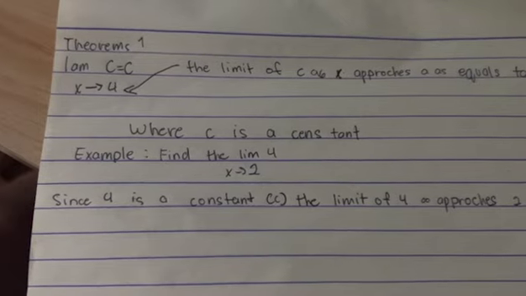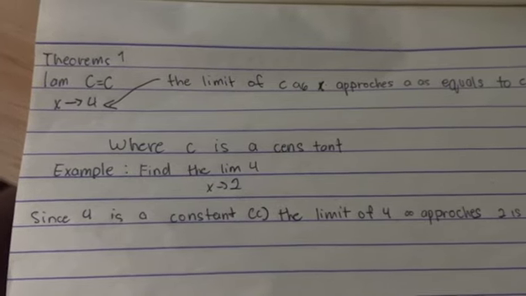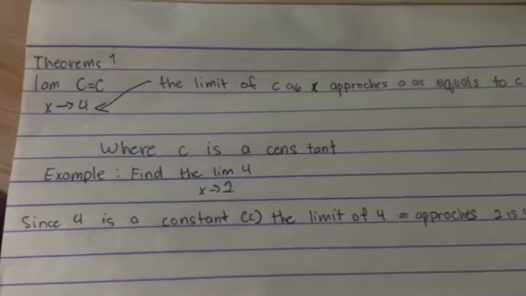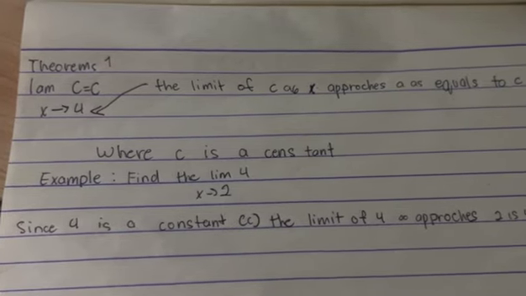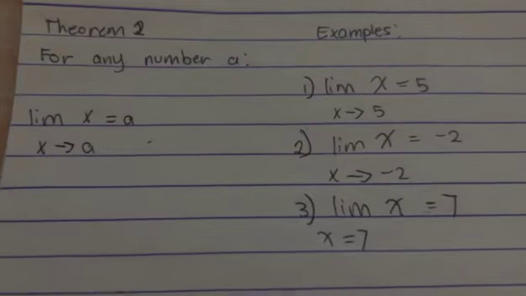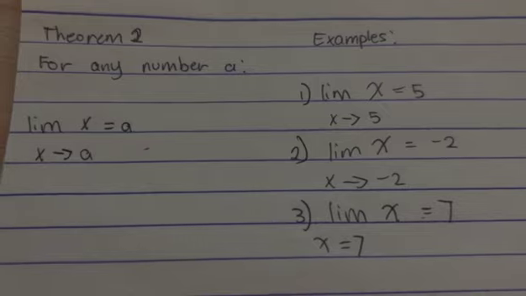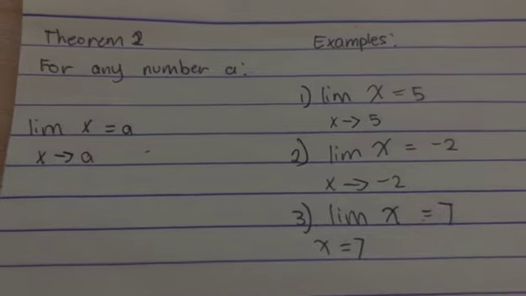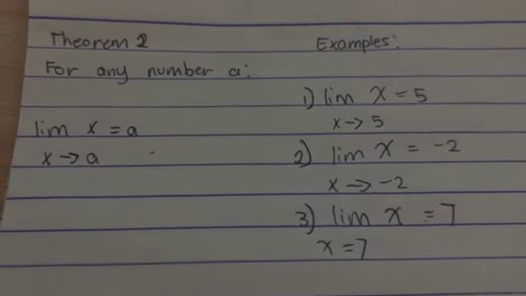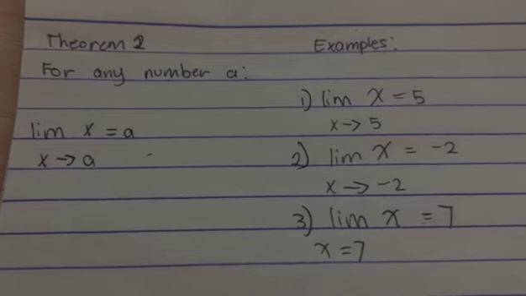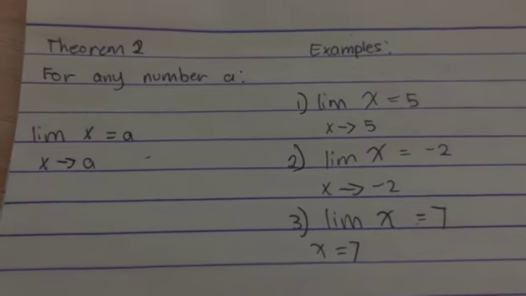Theorem 1. To make it easy for you to understand, if c is a constant, then it will be your answer. Now let's have our theorem number 2. For any number a, the limit of x as x approaches a is equal to a.